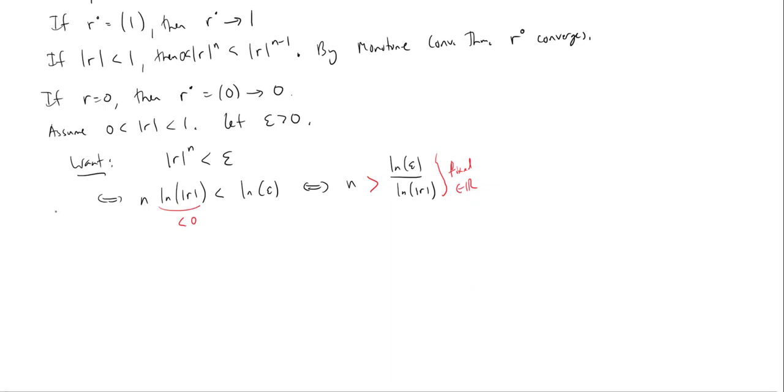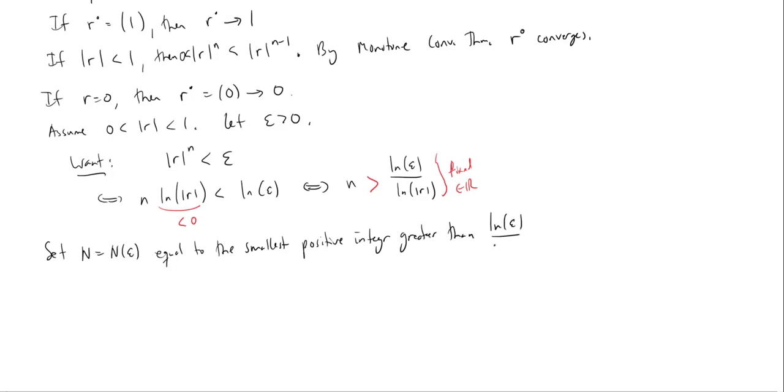All right, so now let's put it back together. Set n, which is really n of epsilon, because it depends on the epsilon we choose, equal to the smallest positive integer greater than the natural log of epsilon over the natural log of the absolute value of r. It doesn't have to be the smallest, but it's a choice.